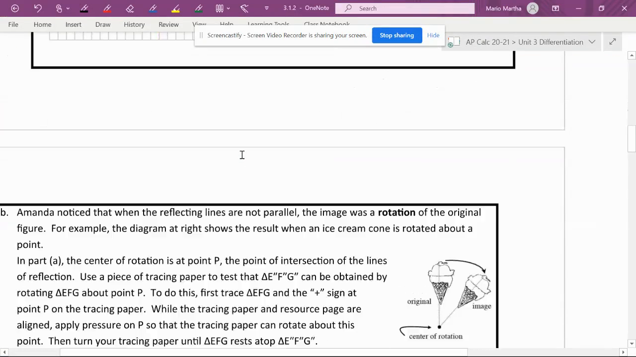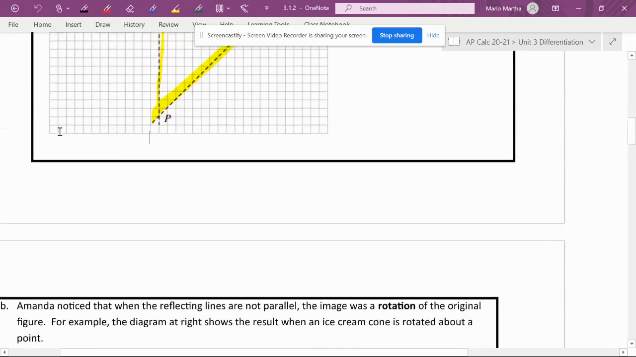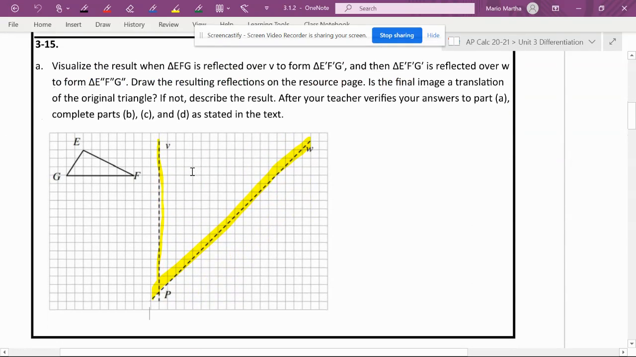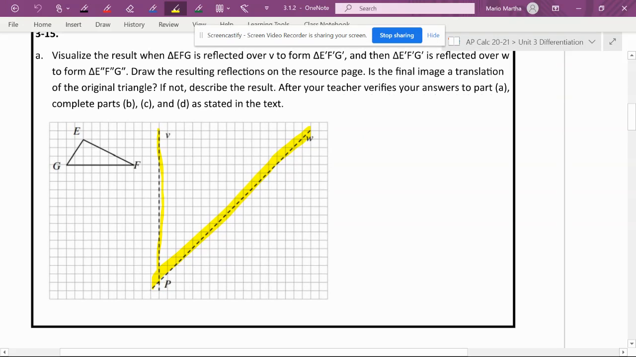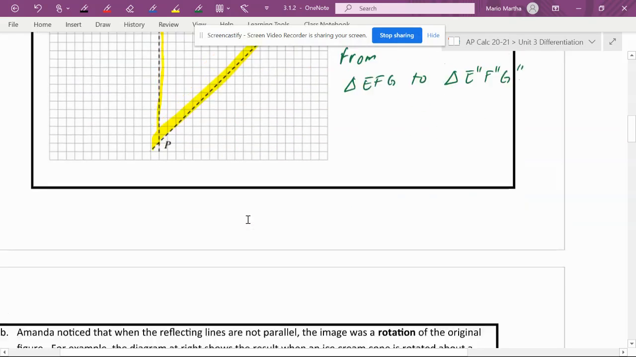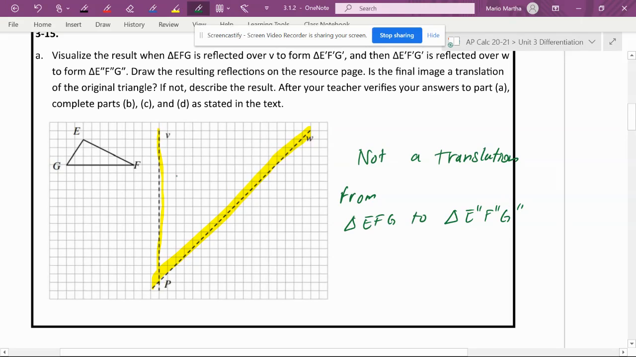All right, so make sure you guys fill that out right there. So again, in this case, it's not a translation, right? So not a translation. All right, from triangle EFG to triangle E double prime, F double prime, G double prime. All right. So again, make sure you guys take your time to copy this into your notes.